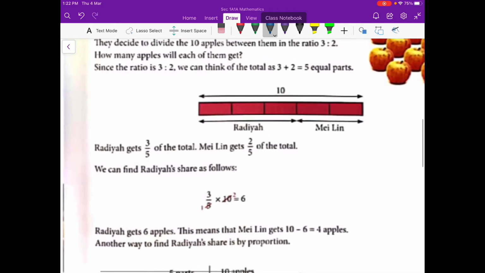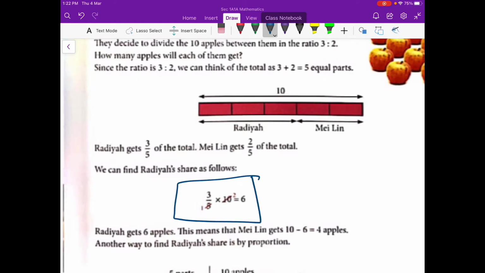And to know the number of apples each of them got, we write a fraction. Radia got 3 parts out of 5. So 3/5 of how many? Of the total 10. So 3/5 times 10.